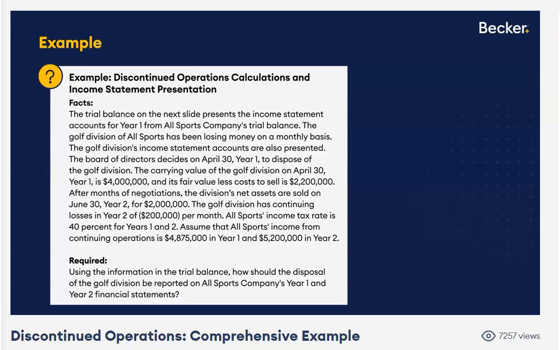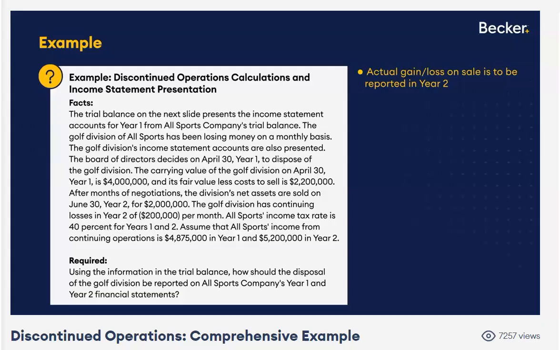They tell us after many months of negotiations, the assets are sold. Now, the net assets are sold on June 30th, but of what year? Year 2. That's the actual disposal date, June 30th, year 2. Now, stop. That actual gain or loss on sale is going to be reported not in year 1, but in year 2 when it actually happened.